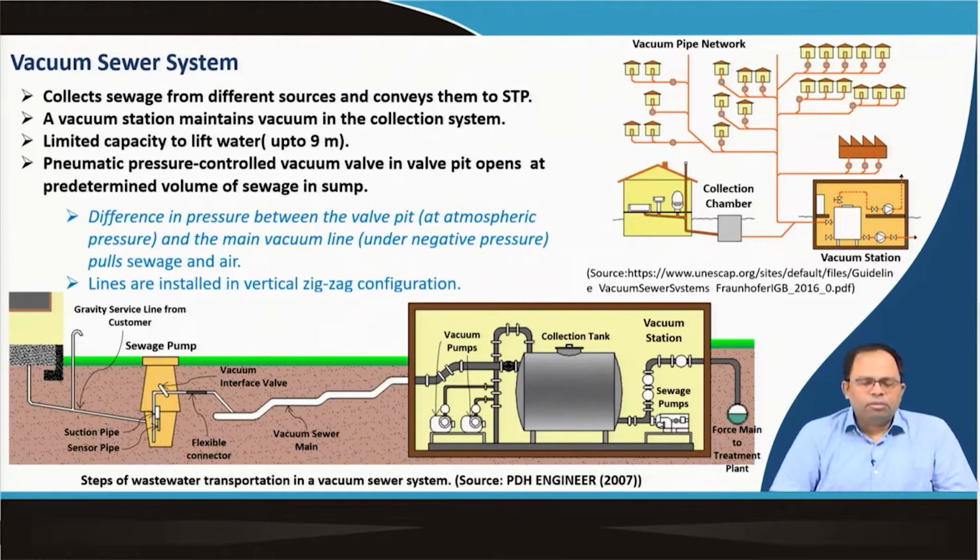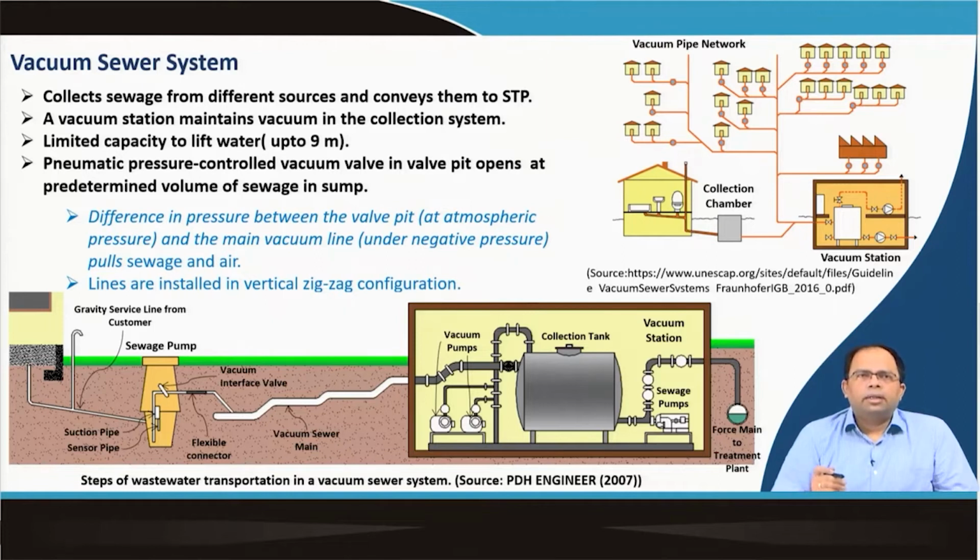So, in a vacuum sewage system, it collects sewage from different sources and conveys them to the sewage treatment plant, and for this we require a vacuum station in this particular network. That vacuum station is generating that vacuum in the collection system, with a capacity of around 9-meter head. That means it has capacity to lift water up to 9-meter level. So, not more than that. Beyond that it is not achievable.